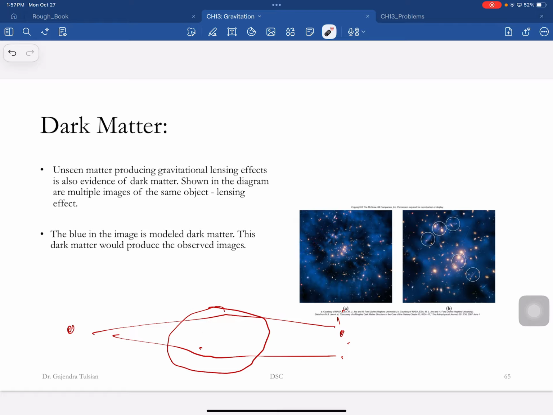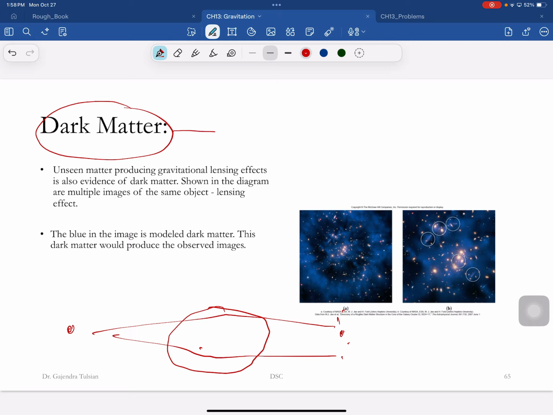Now, that blue is computer generated. It's not really blue. It doesn't emit light. It's not absorbing light or emitting light. It's not interacting electromagnetically, and so it's called dark matter. We don't know its nature.